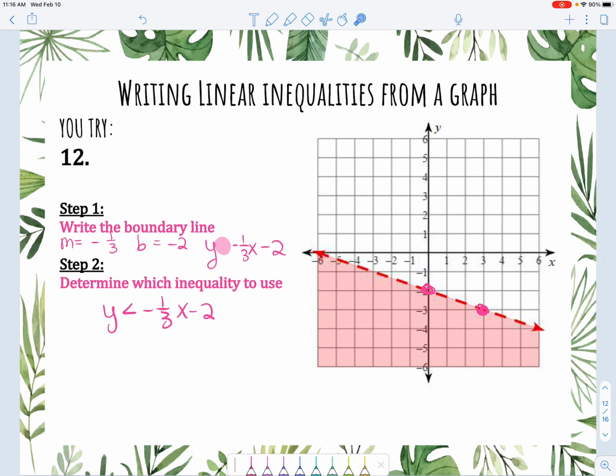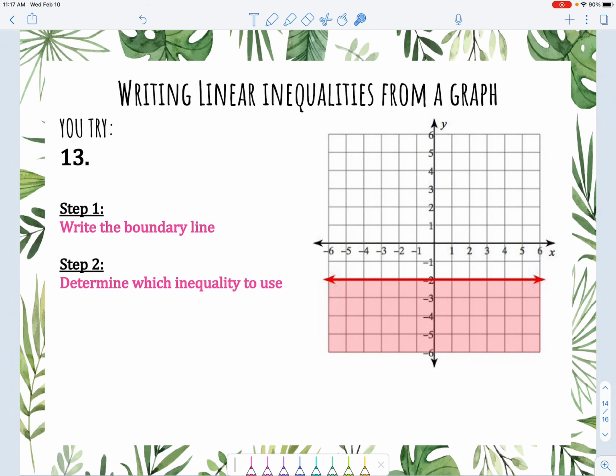And here's the solution that you should have gotten. Y is less than negative 1/3 x minus 2. The slope and the y-intercept should be easy to identify at this point. This is the part that is new for us. So if I put my pencil on this line and move vertically in such a way to reach the shaded region, I would have to go down. So that means I want a less than symbol. And I want the one without the bar because it's a dashed line.